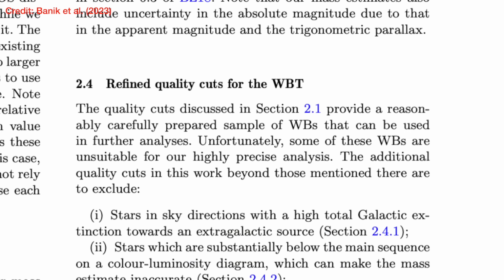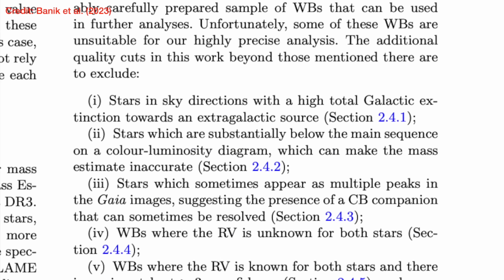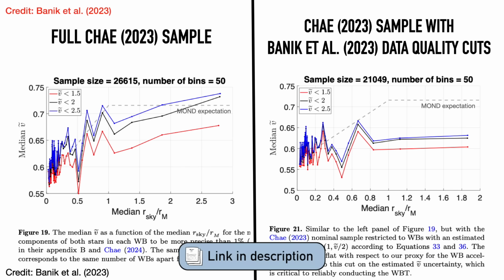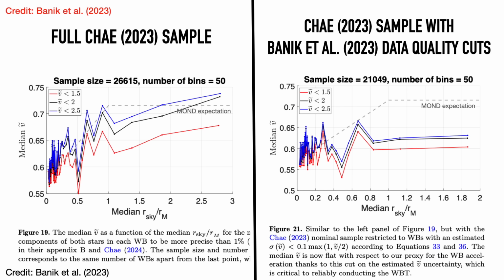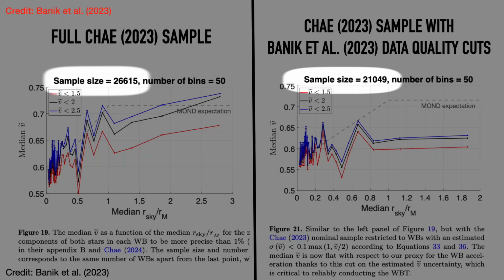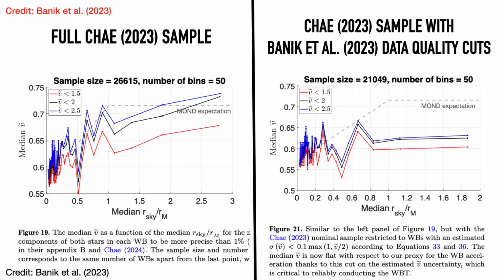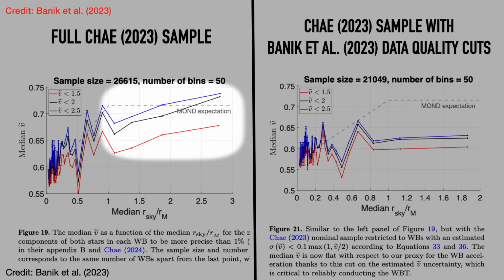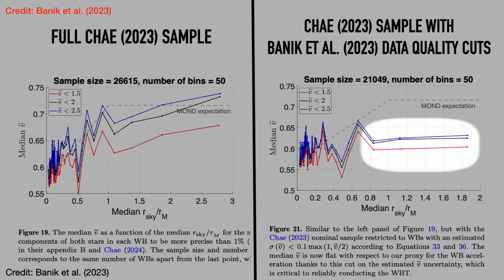But Banik and collaborators put much more stringent quality cuts on their data, finding unsurprisingly that the biggest impact comes from a quality cut that you put on the velocity of the stars that are measured by Gaia. If you apply this cut to the Chae data, you remove those wide binary pairs with big measurement errors on their velocities, and you shrink the sample by only 20%, but the preference for MOND completely disappears. The dashed lines here are what MOND predicts. In the top panel, you have the full sample and it seems to follow that dashed line, but in the bottom panel, the reduced sample with the data quality cuts go nowhere near that dashed line.